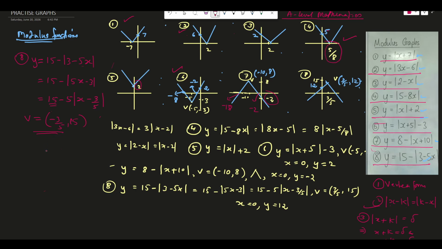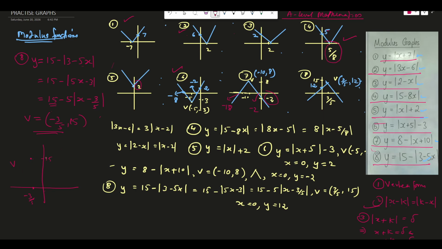This will be the vertex. So let us proceed with the graph. The vertex will be at minus 3 by 5. Suppose this is minus 3 by 5 and 15 on the y-axis. So suppose this is 15, right? So this is that point. This will be my vertex.